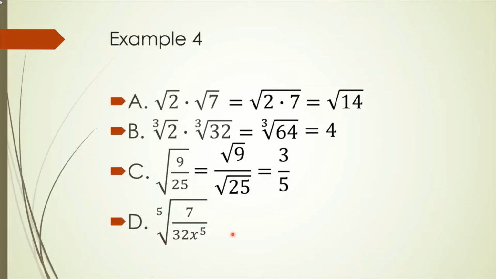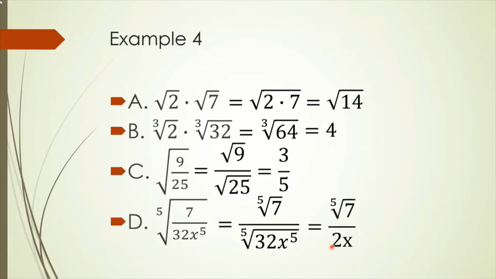With the fifth root, I can do the same thing. So the fifth root of 7 and the fifth root of 32x to the fifth. Now I can treat these separately. I can't do anything with the top. That's just a 7. The fifth root of 32 is 2. 2 to the fifth is 32. X to the fifth, the fifth root of that, those are just opposites, so they would cancel each other out. So the fifth root of 7 over 2x.